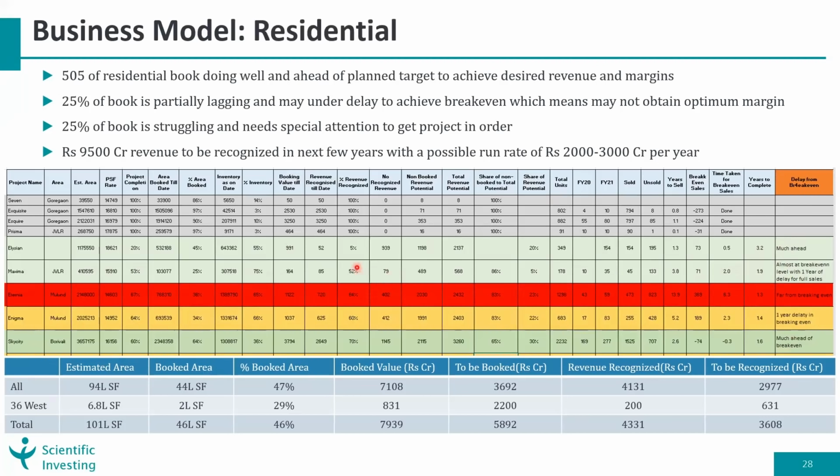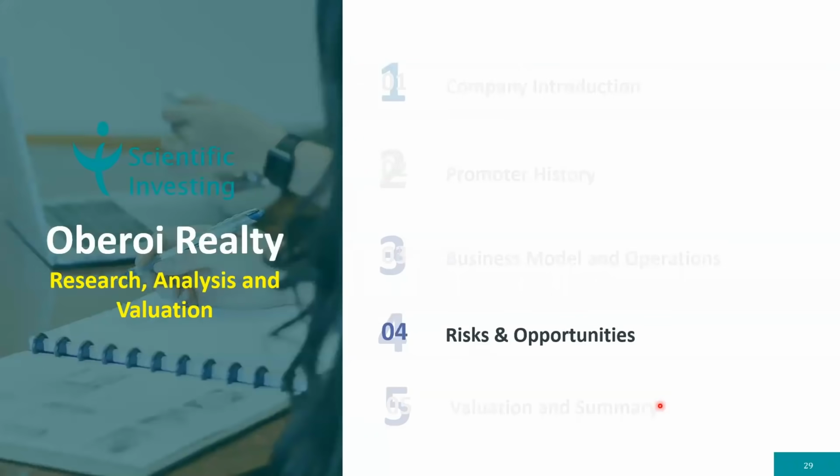And then you also know ki kitna recognize ho gaya hai revenue, kitna recognize hona baki hai. Let us assume if they are able to do the sales in the next 3 years, what is the scope of revenue for them to be recognized and all of that? So you can see almost 3,600 crore is there to be recognized. So with that, we will jump to the next section, risk and opportunities.